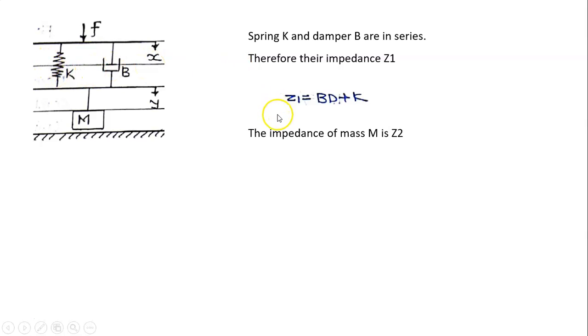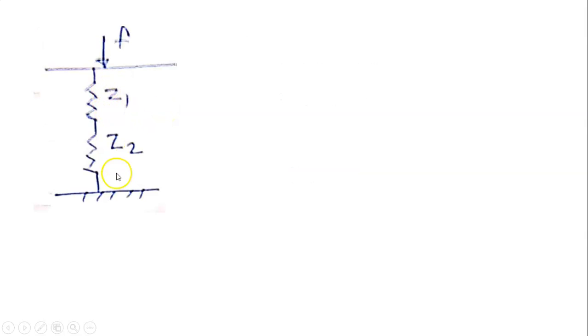Next, the impedance of mass M is Z2. Therefore, Z2 is equal to MD square. Now, these two impedances Z1 and Z2 will be in parallel.